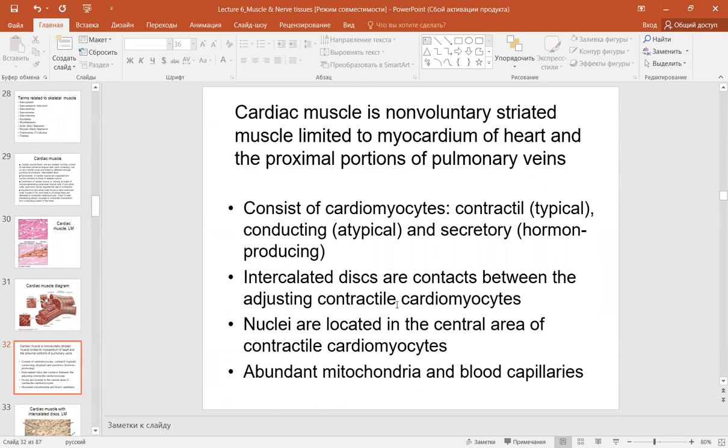Abundant mitochondria and blood capillaries support the cardiac muscle with oxygen and with nutrients for contraction, for heart beating, which lasts for the whole lifespan of the organism. If the heart stops for 10 to 15 minutes, the neurocytes will die and the condition will be irreversible. It will be clinical death.